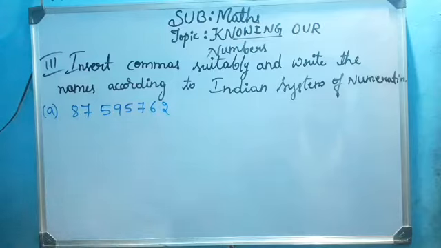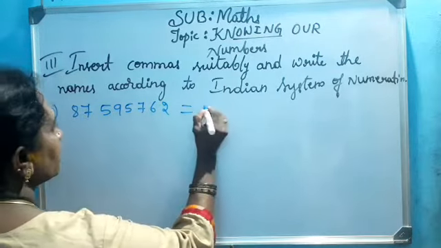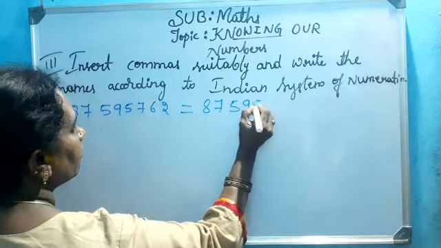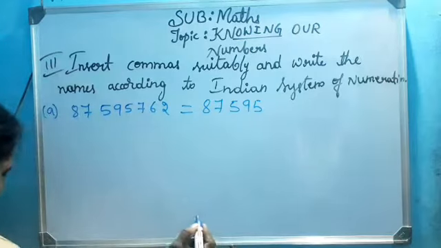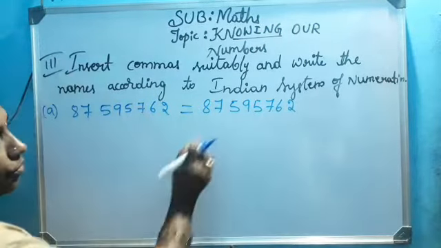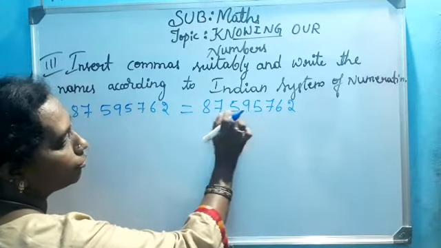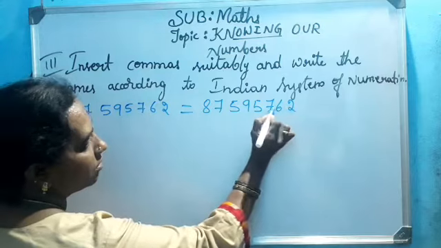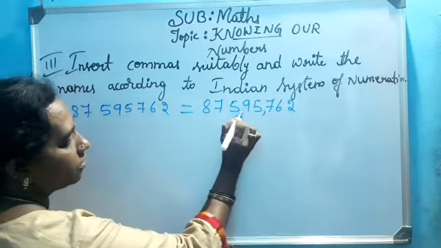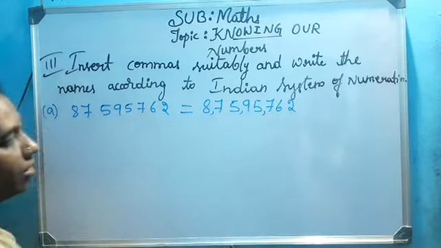First you write once again to put the commas. 8, 7, 5, 9, 5, 7, 6, 2. So you know Indian system, first 3 digits, after that 2 digits. So ones, tens, hundreds, after that you put the comma. Again thousand and ten thousand, after that one comma. Lakh, ten lakh, after that one comma. Now read it.